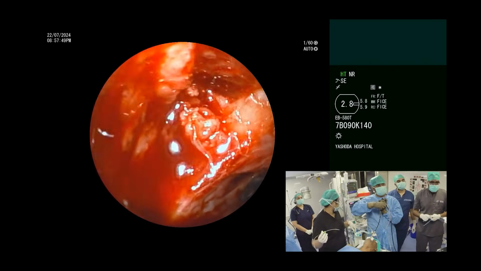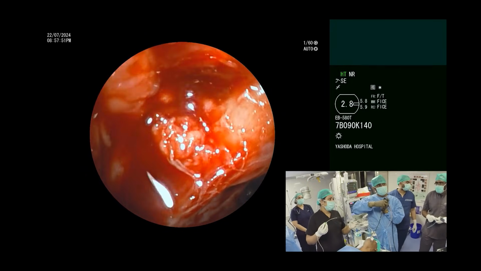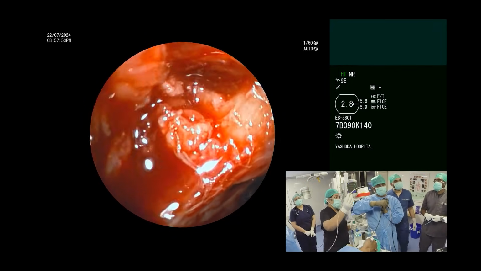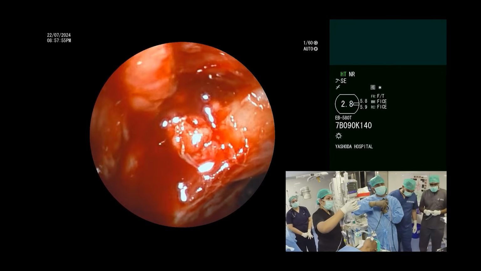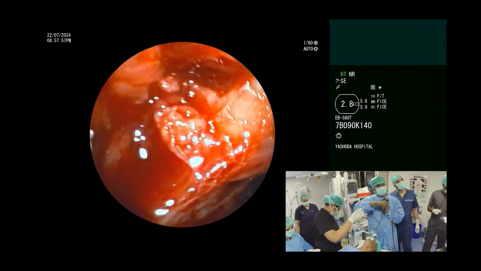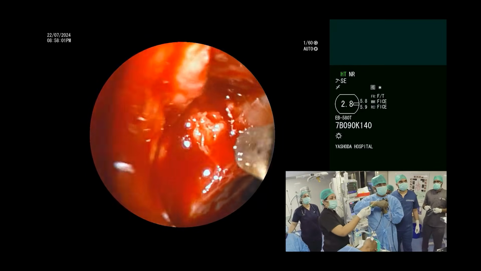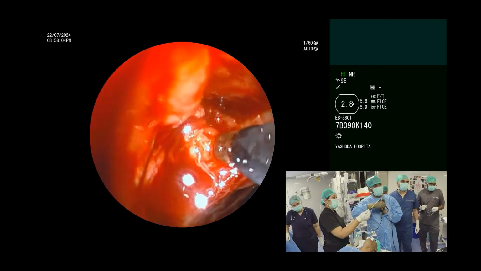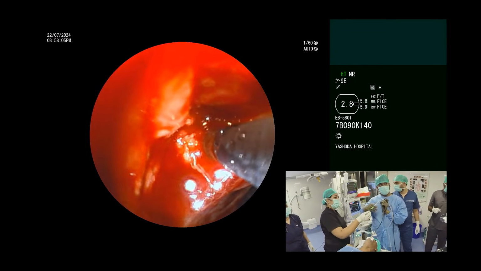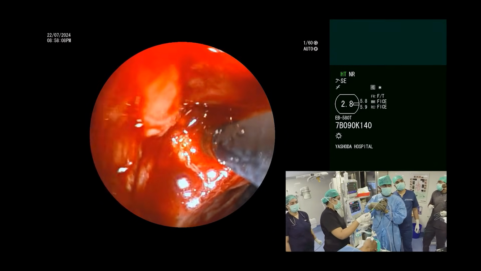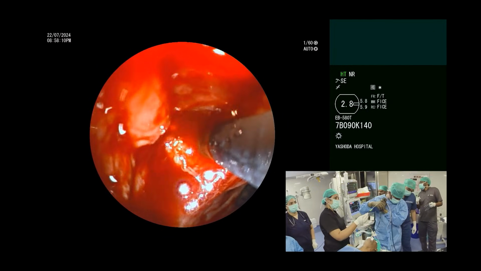So sometimes we don't need to get full recanalization if we are able to provide functional benefit to the patient. That should also be sufficient. So right now what we are doing is whatever the residual tumor that is there, we are ablating with the help of an electrosurgical cautery.